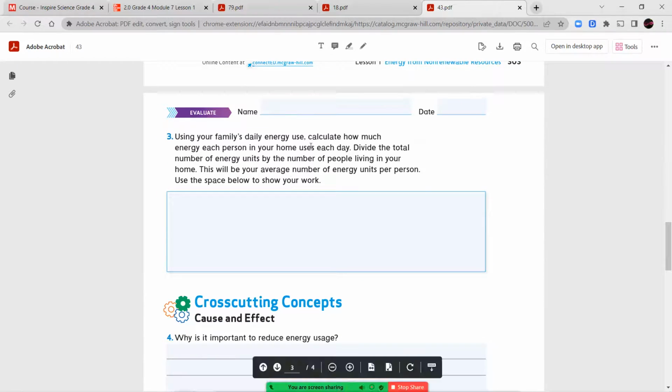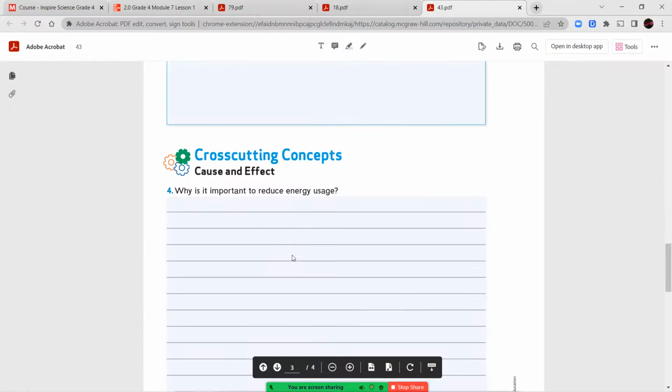Use your family's daily energy use. Calculate how much energy each person in your home uses each day. Divide the total number of energy units by the number of people living in your home. This will be the average for each person. Use the space below to show your work.